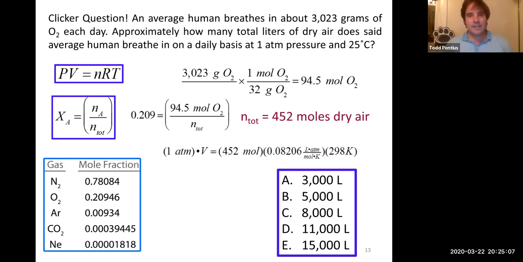Now we can plug all this into piv-nerd. So 1 atmosphere of pressure times the volume is equal to the 452 moles times 0.08206 liters atmospheres per mole Kelvin times the temperature in Kelvin, 298, and we end up getting 11,050 liters. That's a lot. That's a lot of air. And that is about the average amount of air breathed in by a human on a daily basis. Considerable.